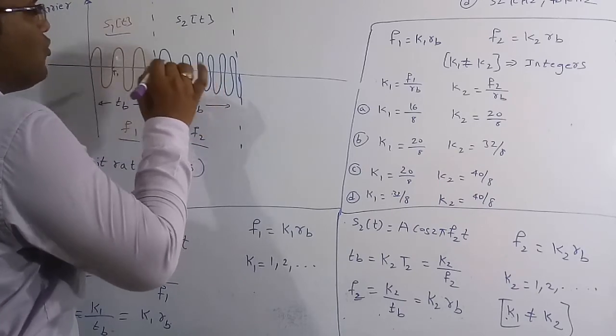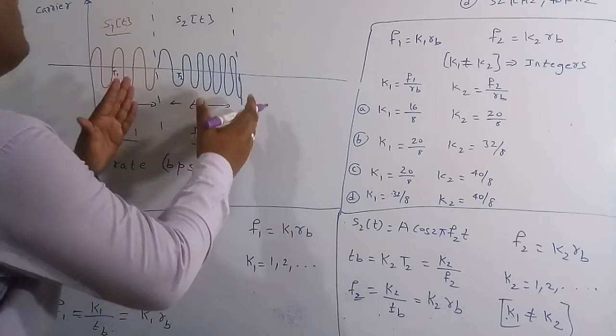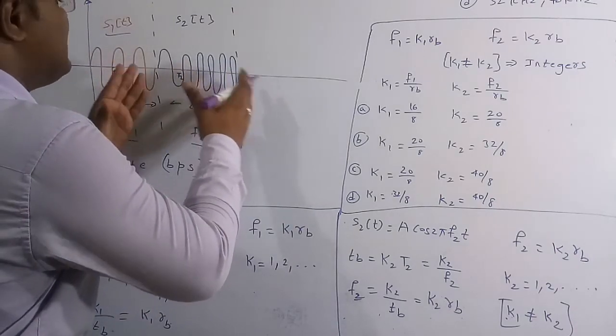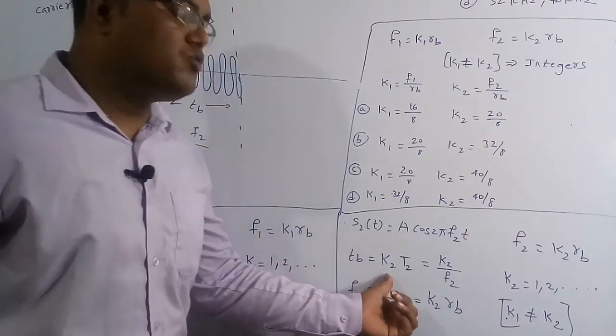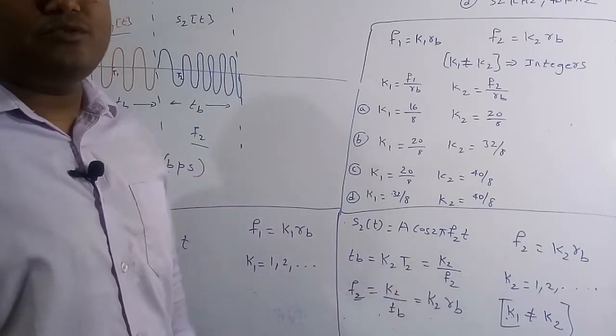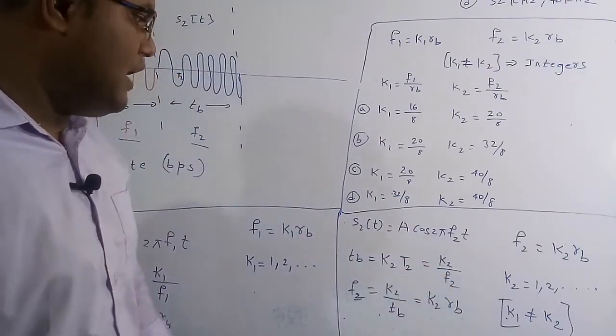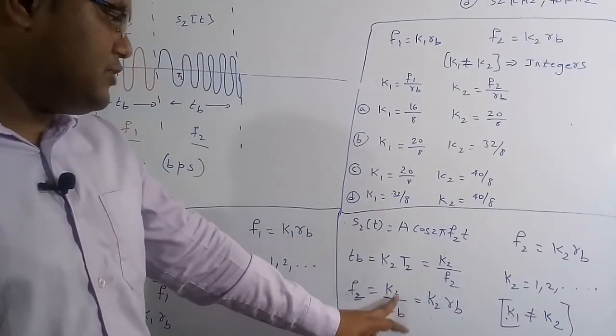So as I already told you, coherent means a total integer number of cycles is going to exist. Therefore the total time tb is equal to some integer number of cycles times t2, so tb is equal to k2 into t2. Now t2 is equal to 1 by f2, the time period being the inverse of the frequency. So I want to know what f2 is. f2 is equal to k2 by tb.